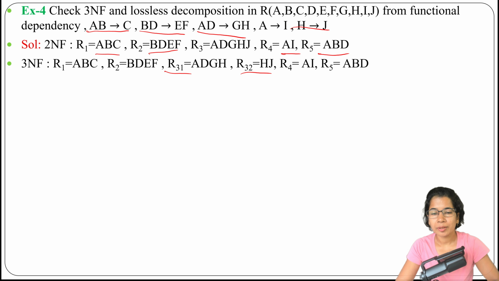In 2NF, we are removing the partial dependency. In 3NF, we are removing the transitive dependency. And there was just one transitive dependency. Next, we will check whether this is a lossless decomposition or not by the table method. You can also do the insertion method. Just combine 2 relations and finally combine all. If you are getting all the attributes, that is a lossless decomposition.